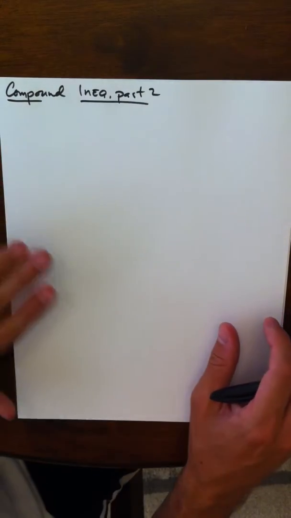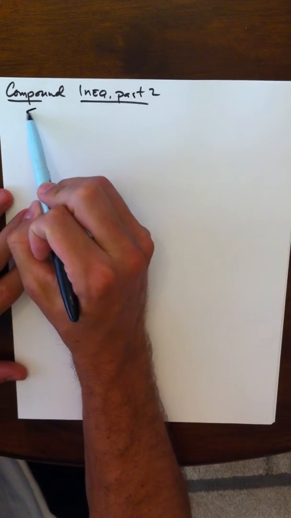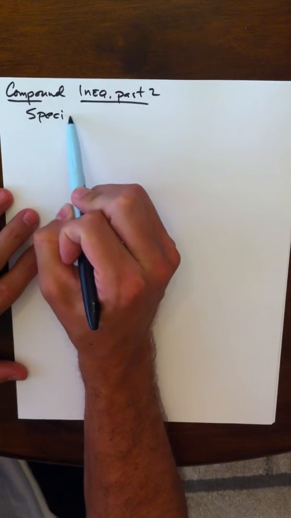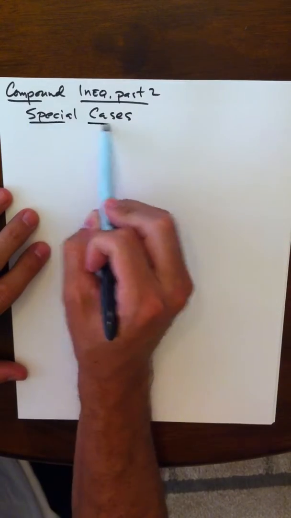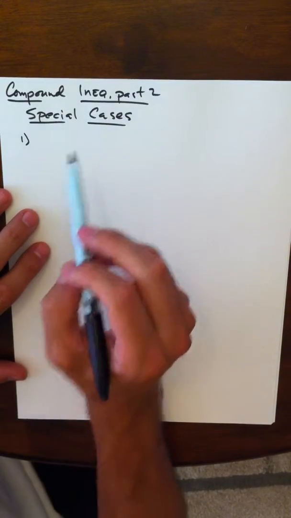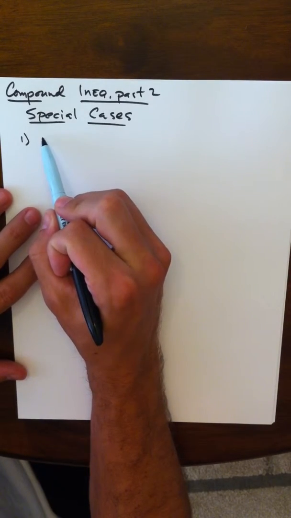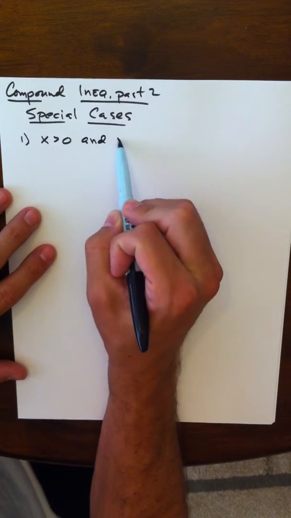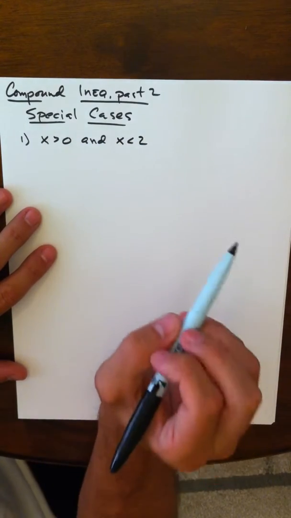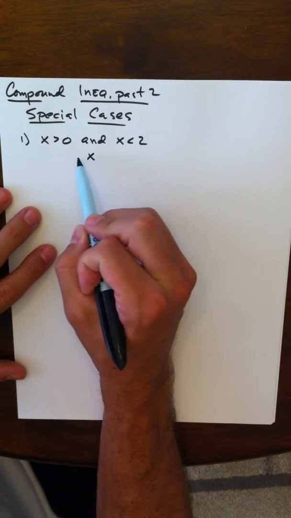Okay, so to continue our conversation about compound inequalities, I would like to talk about a few special cases. Now, last time we talked about some situations where if I gave you an inequality, so for instance, something like x is greater than 0 and x is less than 2. Now, last time I didn't give it to you like that. I gave it to you so that it looks something more like this.